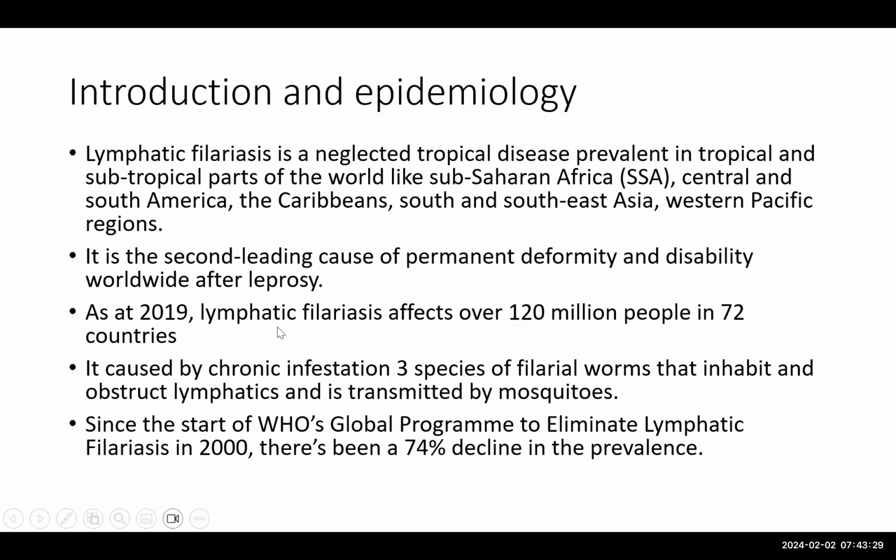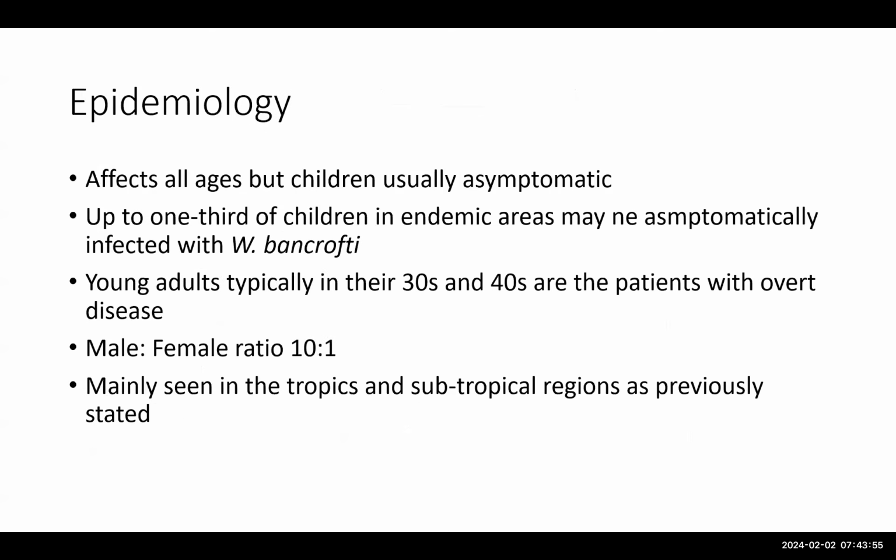And as at 2019, about 120 million people in 72 countries live with it. It's caused by 3 species of filarial worms, which we will see shortly, and is transmitted by mosquitoes. And there is a WHO program for its elimination, which started in the year 2000. And there has been a significant decline in its prevalence since the beginning of that program.